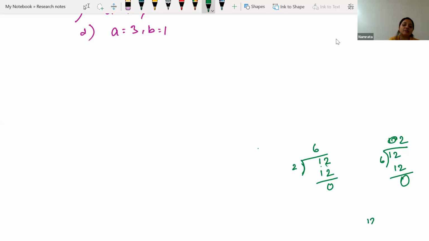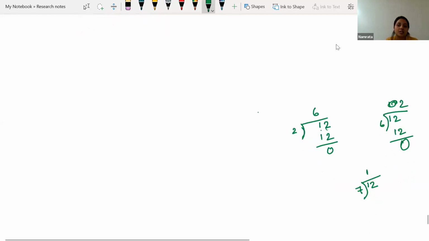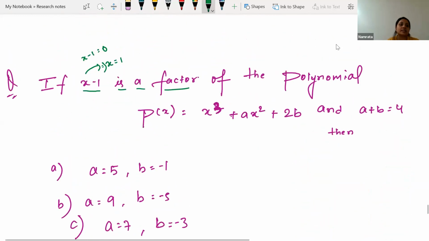If we divide 12 by any other number which is not a factor of 12, the remainder will not be 0. You can see here the remainder is not 0. So since x minus 1 is a factor of this polynomial, the remainder will be 0. Now the remainder theorem says that you can find the remainder by finding the x value from your divisor.